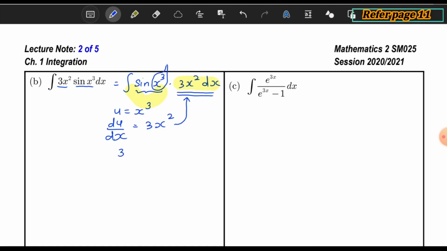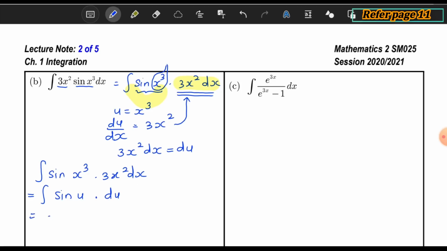Okay. So now we rearrange 3x squared dx equal to du. Meaning that integration of sin x cubed 3x squared dx can be written as integrate sin u du. Okay, 3x squared dx is du. And if we integrate, we will get negative cos u plus c, or negative cos x cubed plus c.